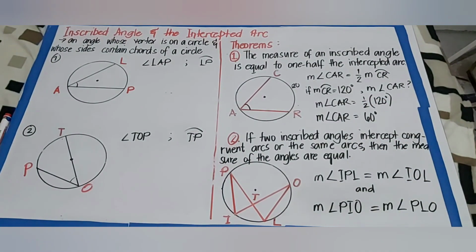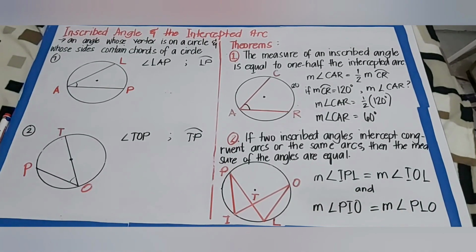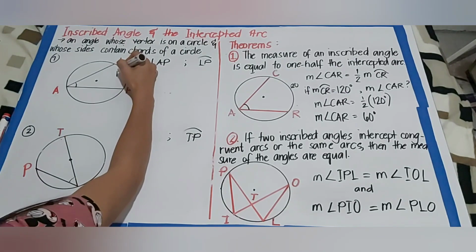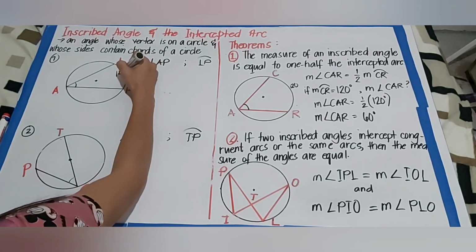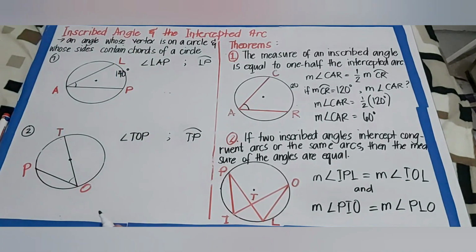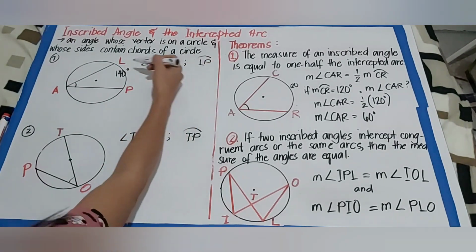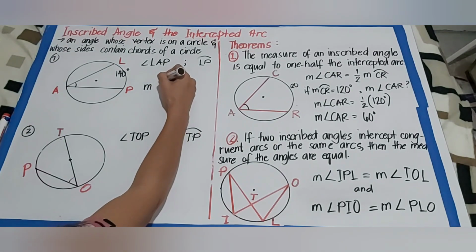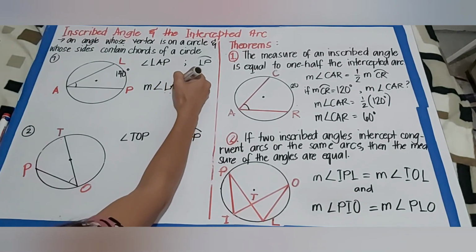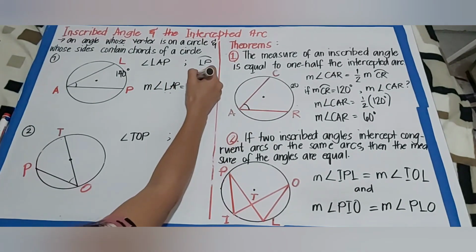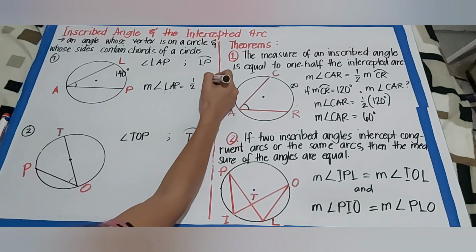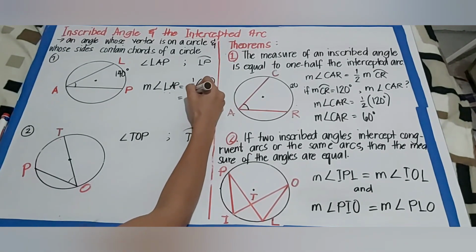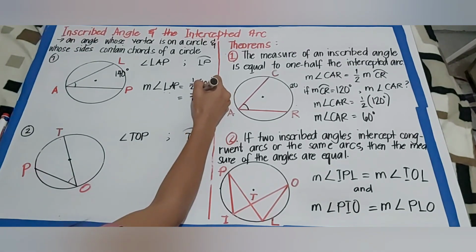Let's go back to our first two examples. Okay, let's say this measures 140. Arc LP measures 140 degrees. What is the measure of angle LAP? This is 1/2 of 140, which is 70 degrees.